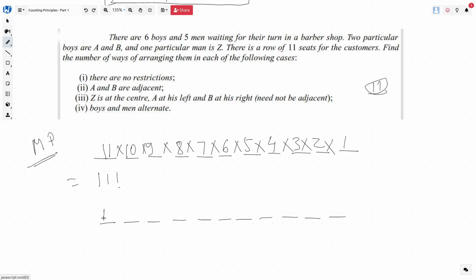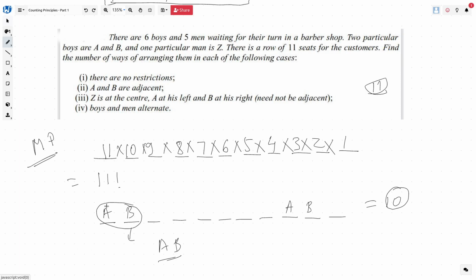If A and B are sitting together, we need to fill one place here, and then we have to fill all these other places. Now A and B can sit together either here or somewhere else, right? So how many ways can A and B sit together? By counting you can see A can sit here, B can sit here, now A can sit here, B can sit here, and so on. Finally we conclude that there are 10 ways in which A and B can sit together.